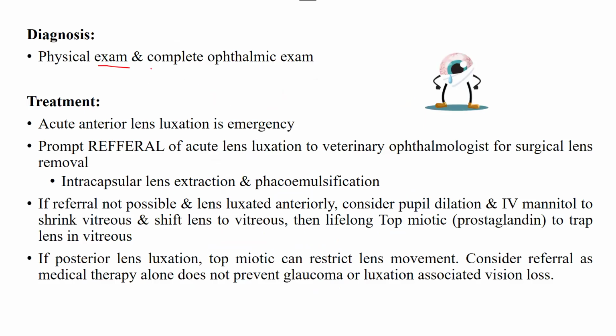Well, for diagnosis, it's just physical exam, a complete ophthalmic exam. You have to perform no specific tests. Well, treatment: acute anterior lens luxation is an emergency situation. You should know that. And for that, you have to do prompt referral of the acute lens luxation to a veterinary ophthalmologist for surgical lens removal. So basically, the treatment of choice is intracapsular lens extraction or phacoemulsification. But you are not going to perform this on your own. You are going to do the referral.